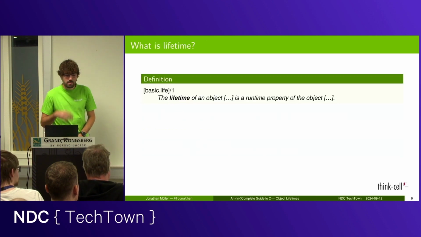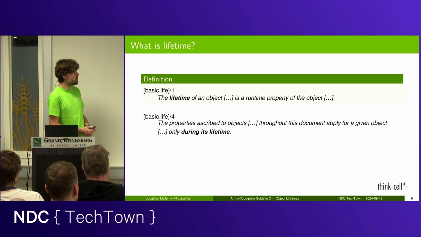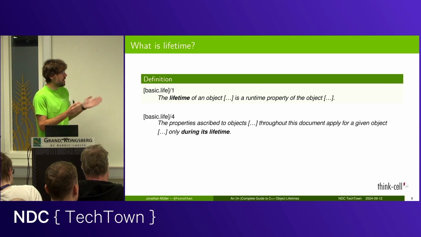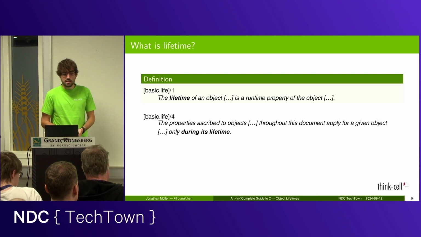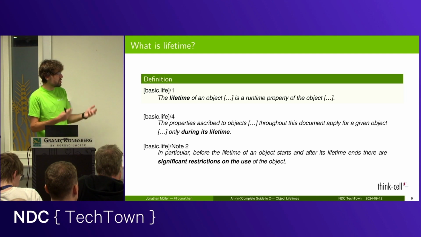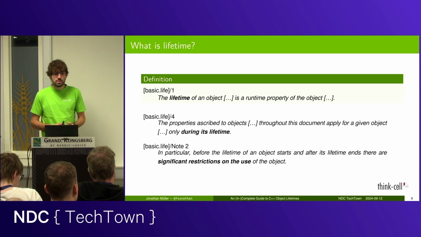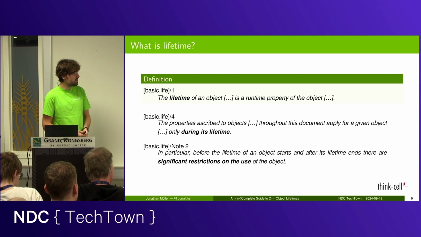So those are objects. Now what is lifetime? Well, objects have properties, and one of those properties is the lifetime. And it's a pretty important property, because all other properties only really apply while an object is in its lifetime. And in particular, there are significant restrictions on the use before the lifetime has started and after the lifetime has ended. So it's pretty important to figure out when the lifetime of an object begins and ends.